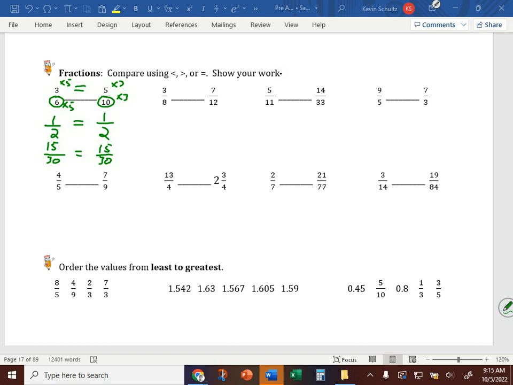3/8 and 7/12. Second time we've seen 7/12 today. But what can you tell me about these fractions? What symbol is going to go in between them? Zoe. Equal? And why do you say that?